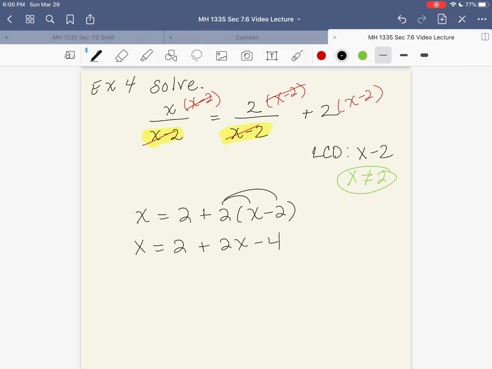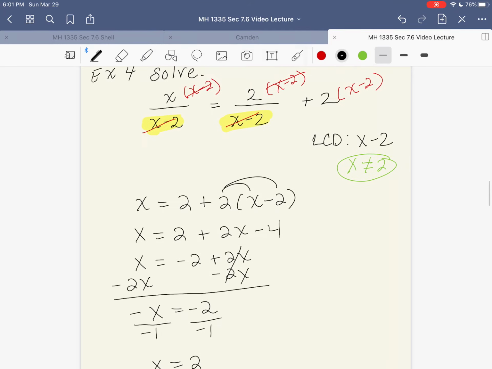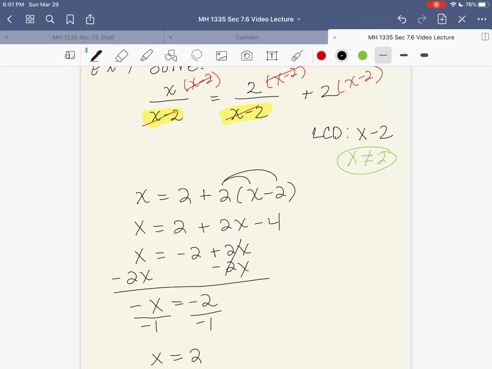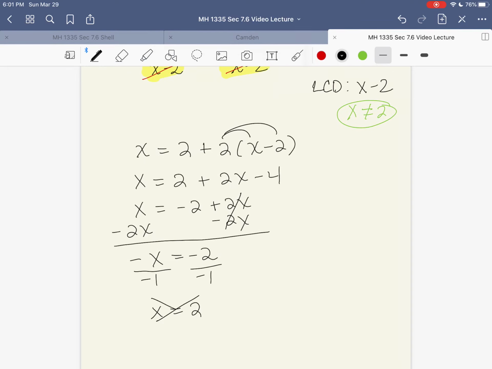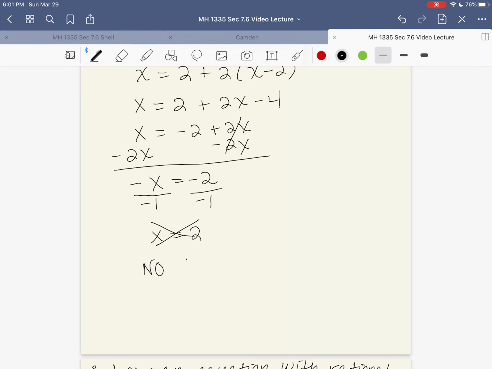Combine like terms on the right side. x is equal to negative 2 plus 2x. Subtract 2x and get negative x is equal to negative 2. And if you divide both sides by negative 1, you get x is equal to 2. All right, we said that x cannot equal 2 because if it's 2, we get division by 0. So that means we have to throw this solution out, and there is no solution.